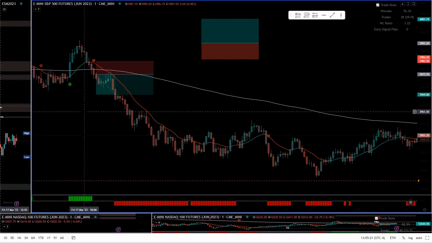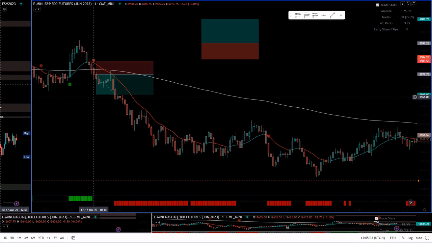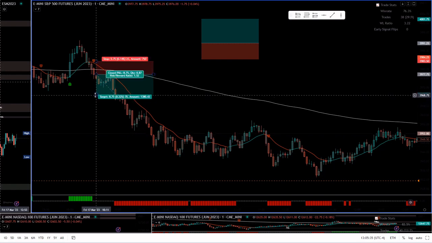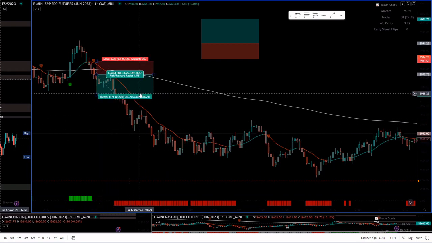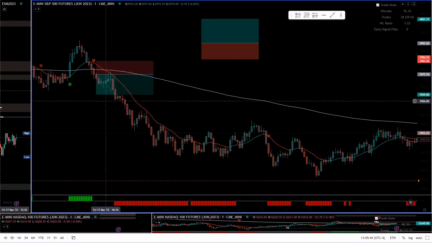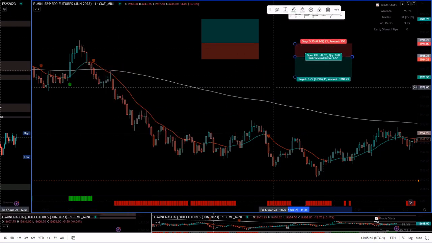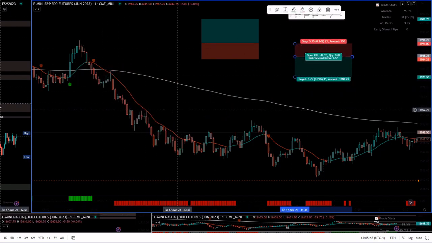That would have been almost a 9-point win for you, which would have been $450, or almost an 8-point win, so $375-ish. If you were trading multiple contracts, you could have sold one here and rode the other one out and kept trailing it down. That's just another strategy, something you could do. So let's go over and look for another entry.